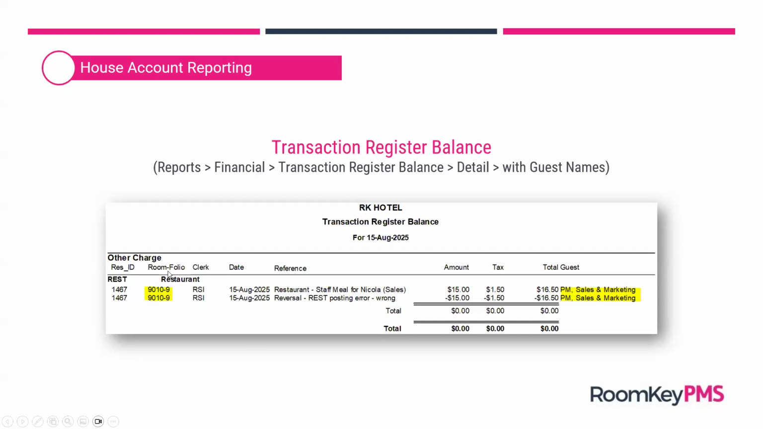So under the room hyphen folio column, it's going to tell you the house account room number. This example was the posting master for the staff meals, where it shows the original posting and any reversals or adjustments. And on the guest column at the very end, instead of showing a guest name, it's going to tell you the name on that house account reservation. So I know that these were charges that were posted for the sales and marketing posting master house account.